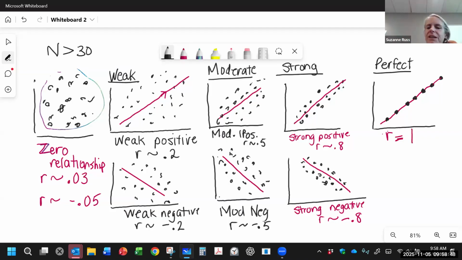We could have a perfect negative relationship. Doesn't mean bad, remember, just means the direction. And in this case, the line would go downward. Every point would be exactly on the line, but they're just going in a negative direction. And in this example, we would have R equals -1.